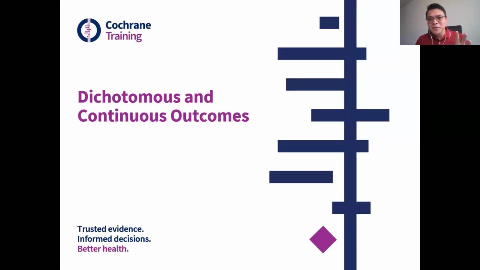And in the next 40 minutes or so, hopefully just 40 minutes, we'll cover two major types of outcomes, dichotomous outcomes and continuous outcomes. And in the first part of the session, we'll talk about dichotomous outcomes, what they are, how effects are measured, how to collect this type of outcome from the studies included in your review. And then we'll move on to continuous outcomes in the second part of the session.